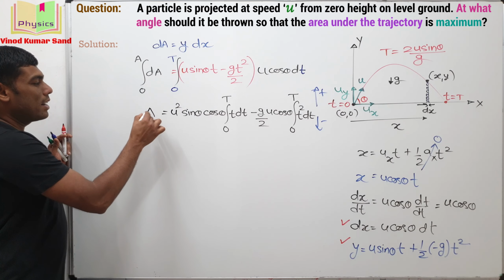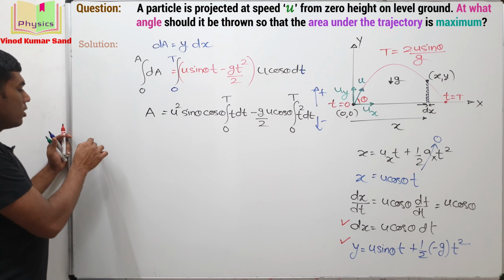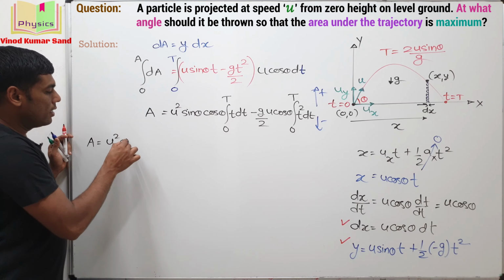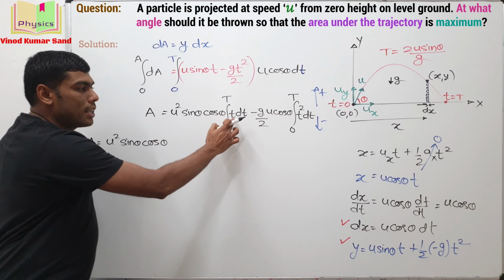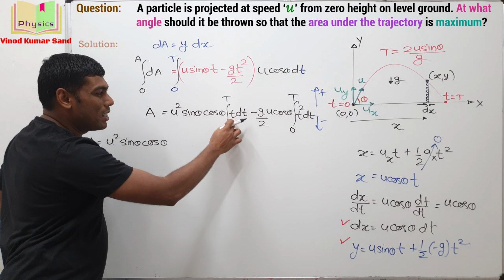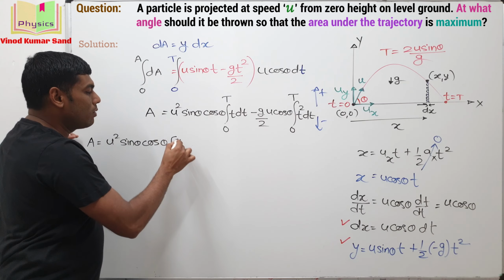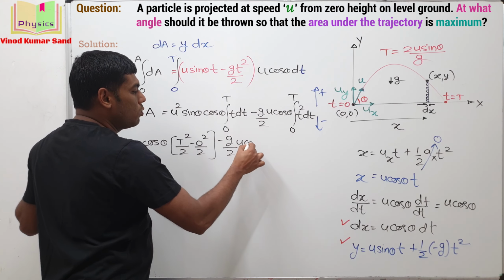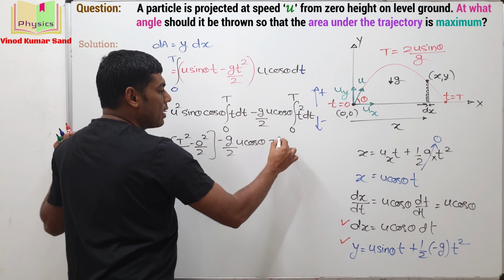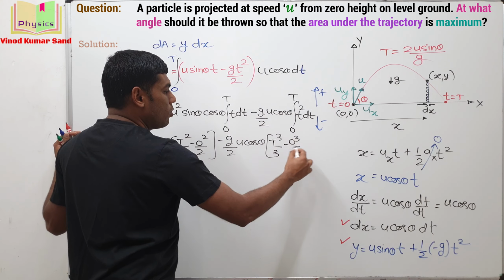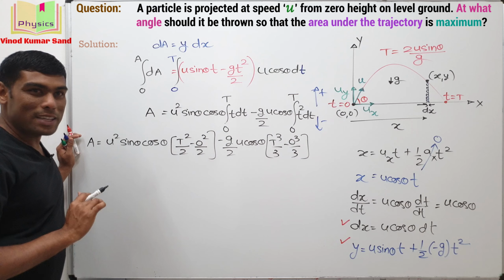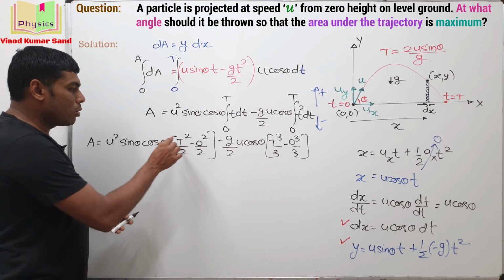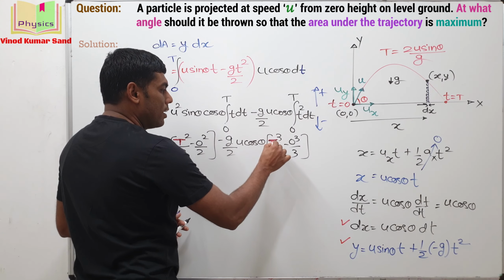In LHS, we'll be getting the complete area A. So A comes out to be this. I'll keep as it is u square sine theta cos theta. Integration of t, I hope you remember, it will be t square by 2, and when we put the limits, it will look like this. Okay, going further, minus g by 2 u cos theta, and here what we will get? We'll get t cube by 3 minus 0 cube by 3. That is also a simple expression, and t is already with us.